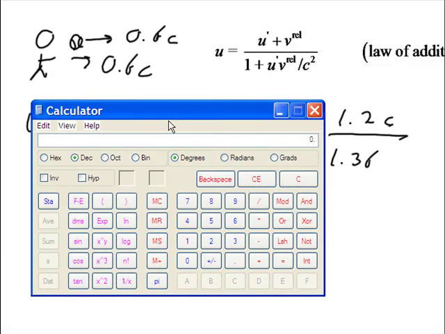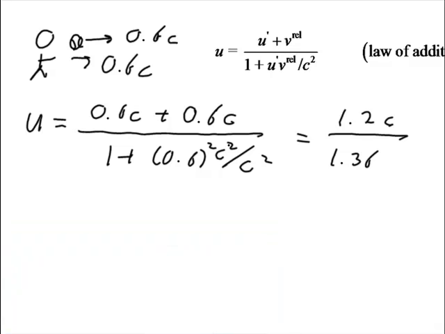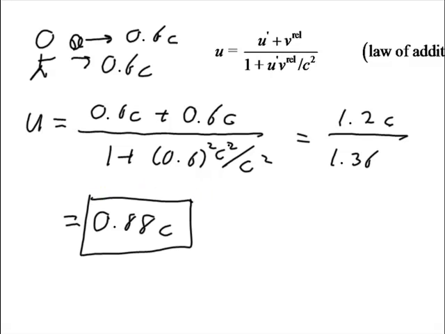Bringing that up here, 1.2 divided by 1.36, it's only about 0.88 times the speed of light. Fast to be certain, but not faster than the speed of light. And basically that's just a result of the fact that our sense of time shifts as well as our sense of position.